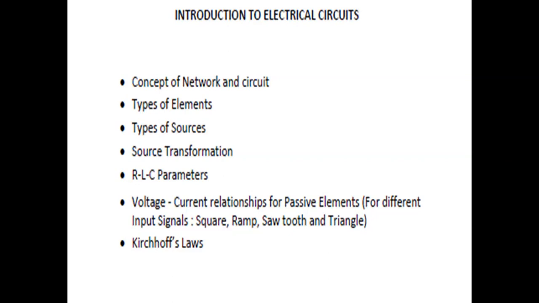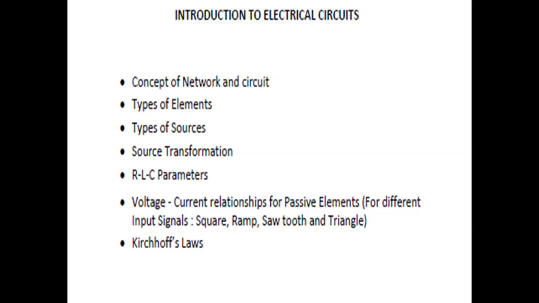So like the voltage source, current source, and voltage dependent voltage source, current dependent current source, or voltage dependent current source. So these types of dependent sources and independent sources are discussed under the types of sources. And apart from this, we have the source transformation also covered in this chapter. In the source transformation, we can transform one source into another kind of source.